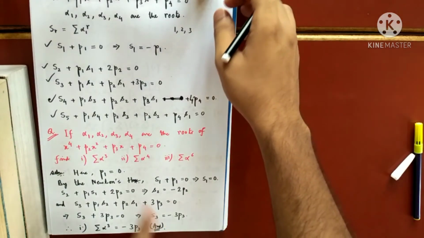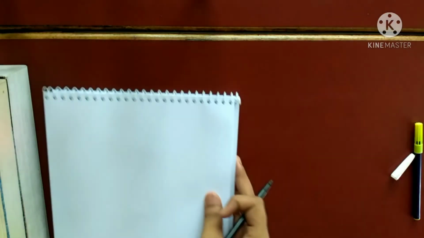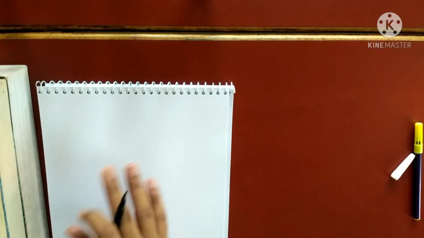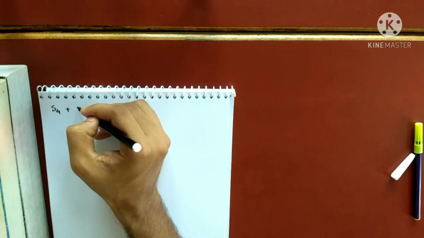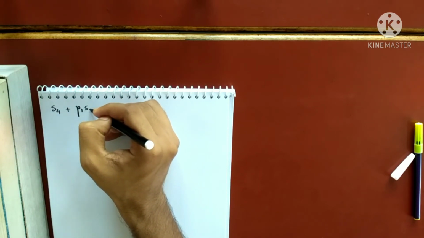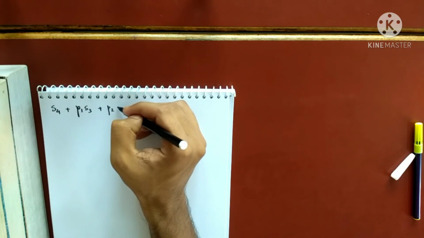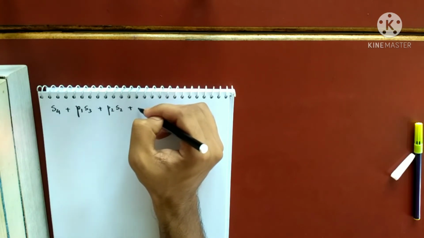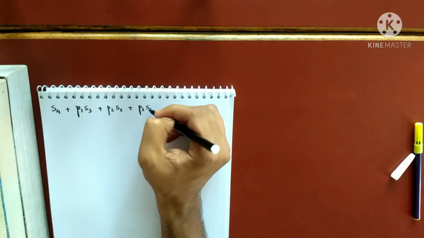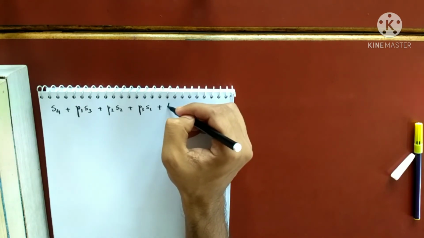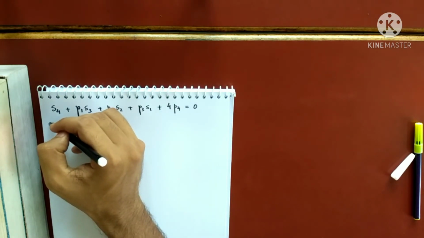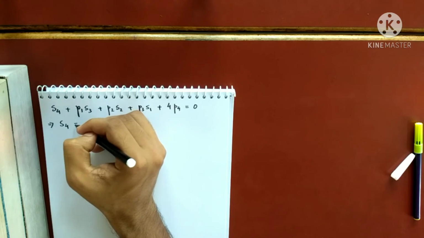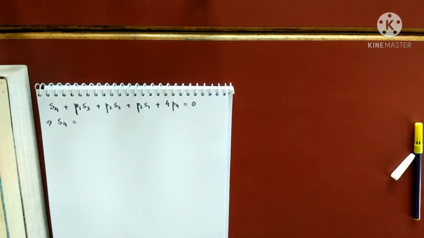So next I have to find S4, right? So what I have is S4 plus P1 S3 plus P2 S2 plus P3 S1. I cannot go beyond S1 now, so the last term will be 4P4 equals to 0. Just put the values of everything and tell me what value you are getting for S4. This is your task.